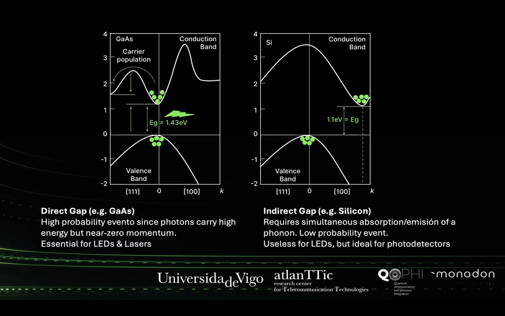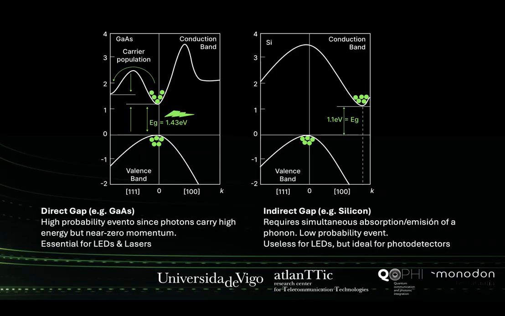Now let's talk about one of the most important concepts in semiconductor physics, the bandgap. Not all semiconductor materials behave the same way. Some materials are extremely good at emitting light, others are extremely good at detecting light. The difference comes down to whether the material has a direct or indirect bandgap. In direct gap materials like gallium arsenide, electrons can release energy directly as a photon. This process is very efficient. That's why direct gap materials are ideal for LEDs and laser diodes.